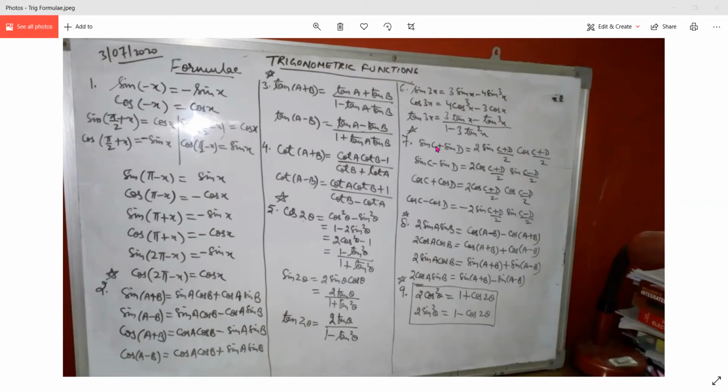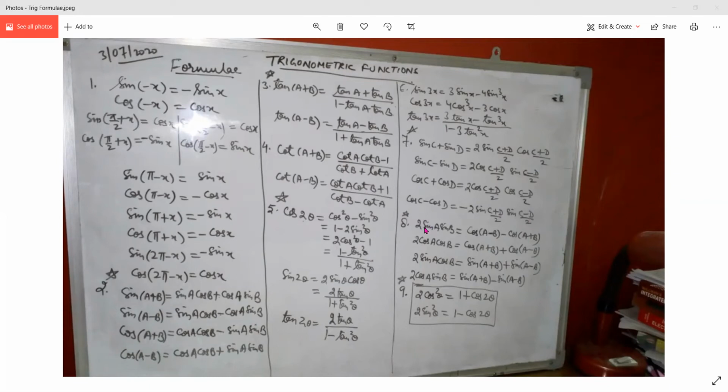In terms of sine, always, if we look at the 7th set, both the terms of sine and cos are used. Similarly here, both the terms of sine and cos are used. When it is cos c plus cos d, only terms of cos. When it is cos c minus cos d, only terms of sine.